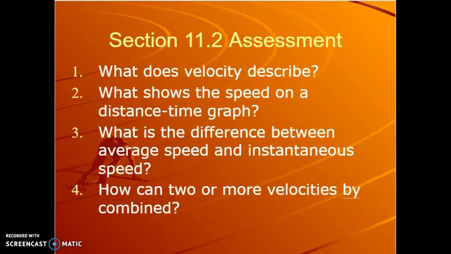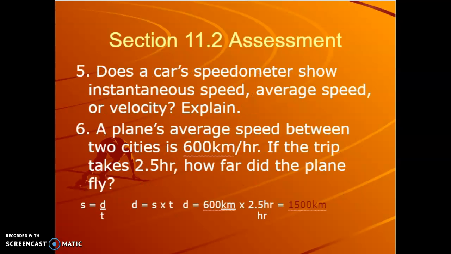Some things to think about at the end of this section. What does velocity describe? What shows the speed on a distance and time graph? What's the difference between average and instantaneous speed? How can two or more velocities be combined? Does a car speedometer show instantaneous speed, average speed, or velocity?